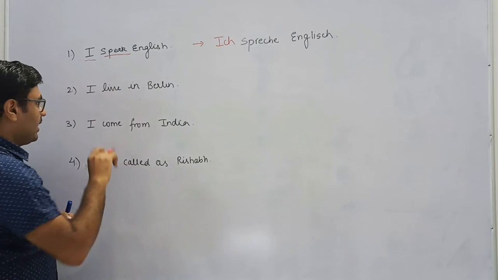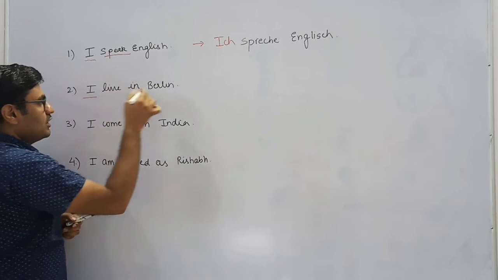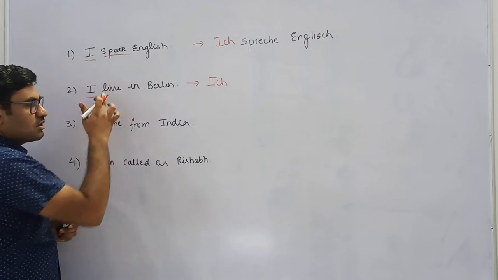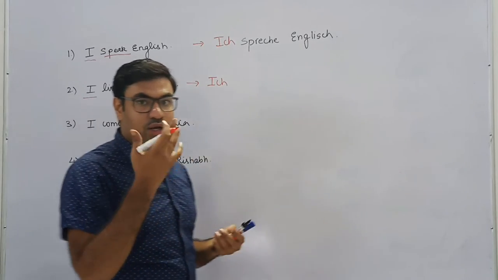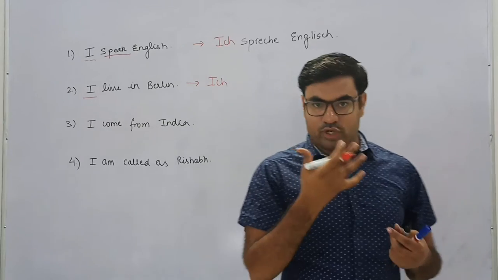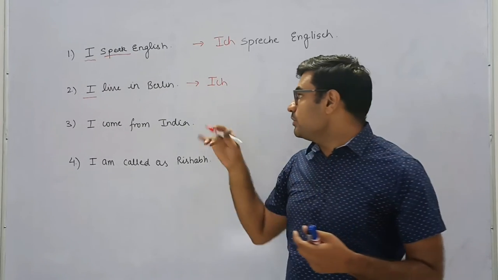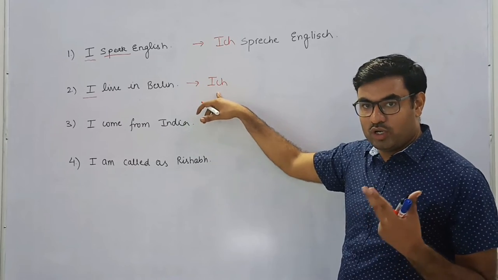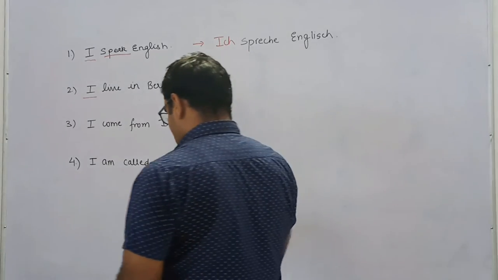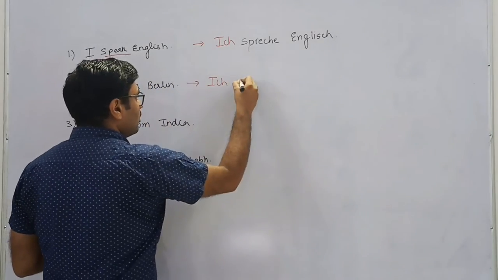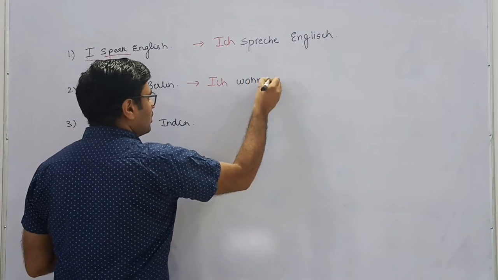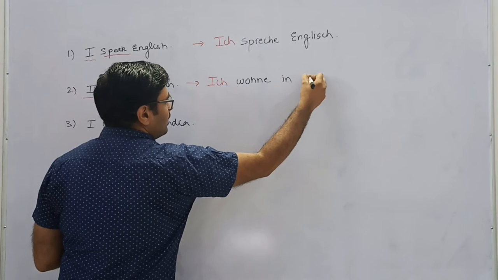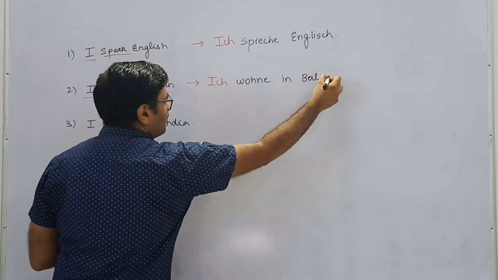Next. I live in Berlin. Again, I is ich, live means wohnen. And for the word wohnen, what will be the verb conjugation when the subject is ich? Wohne. So I'll say ich wohne in Berlin. As simple as that. Ich wohne in Berlin.